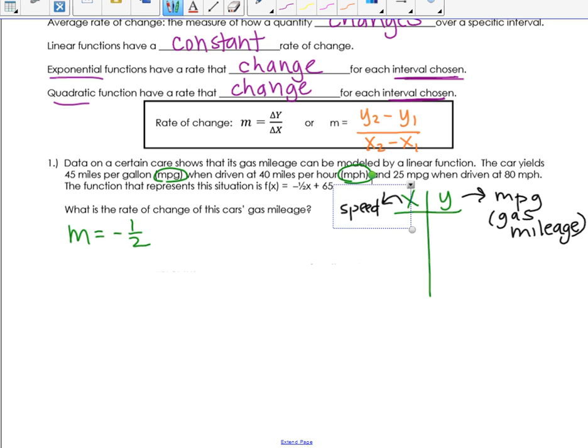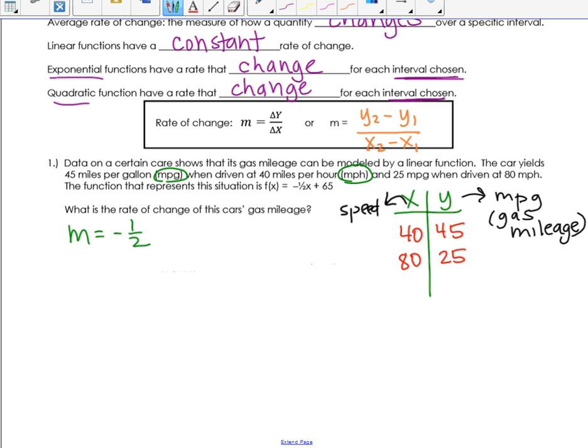So we have two pieces of information we know. We know that when you're driving 40 miles per hour, then you're getting 45 miles per gallon. When you're driving 80 miles per hour, you're getting 25 miles a gallon. So what that means is the faster we go, the less gas mileage we have, which is why we have a negative slope here.